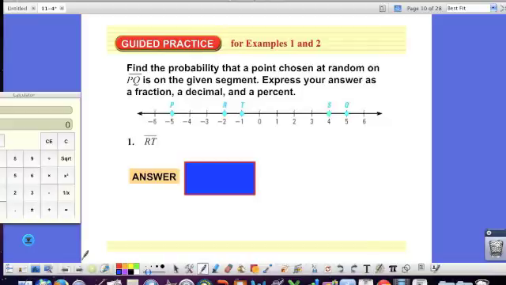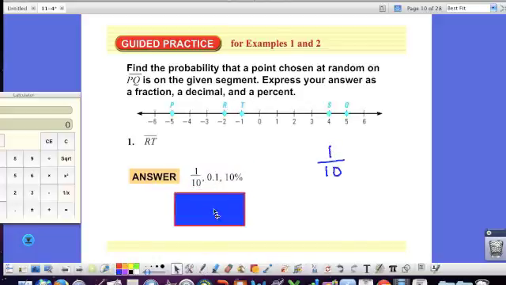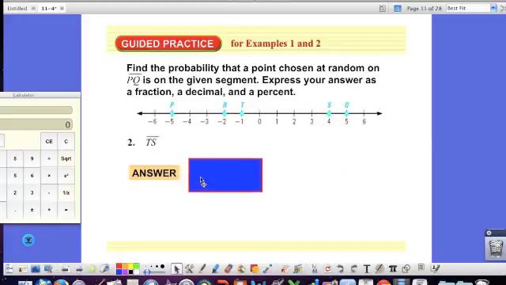Now we're going to go through some guided practice. Find the probability that a point chosen at random on PQ is on the given segment. So P to Q is 10 spaces. R to T is 1 space. So 1/10 or 0.1 or 10%.